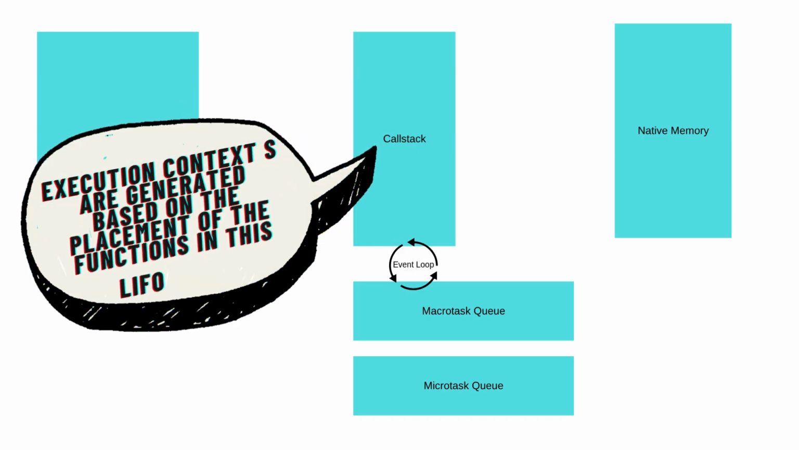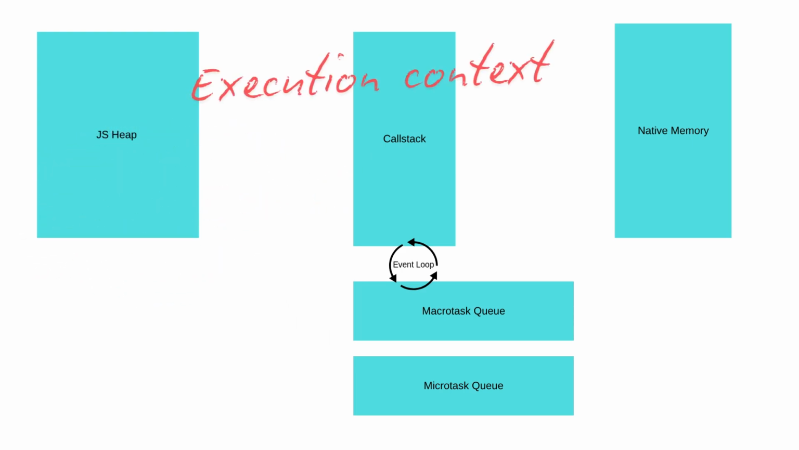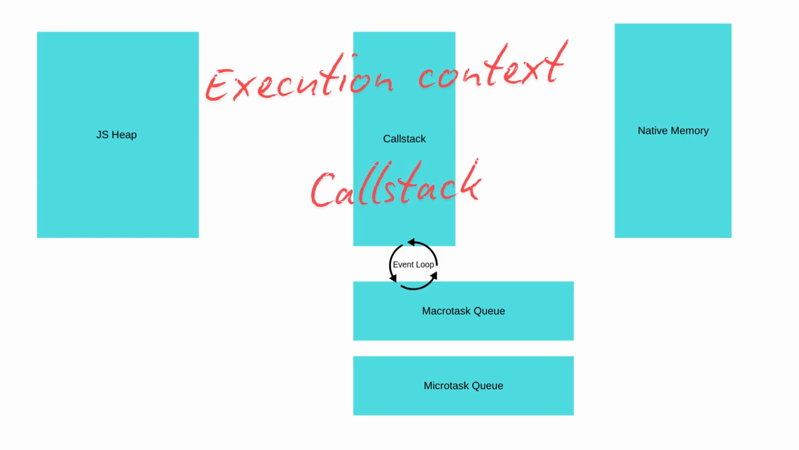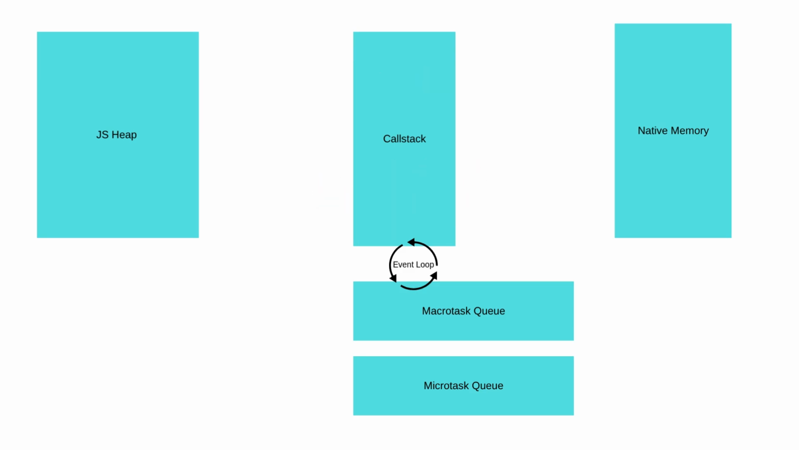Let's briefly talk about execution context and call stack. When a JavaScript function is called, it creates an execution context. This context is pushed onto the call stack, which follows a last in first out model. JavaScript runs the code at the top of the stack, finishes it, and pops it off before moving on.